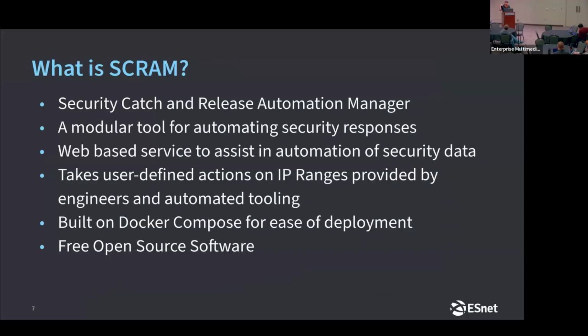So we worked on a tool called SCRAM. SCRAM, like I mentioned, stands for the Security Catch and Release Automation Manager. Effectively, it's a modular tool for automating security responses to some sort of security incident. Basically, in short, it's a web-based service that helps you automate your security data, which is nice and vague by design. But effectively, we can take a user-defined action on IP ranges provided by an engineer or automated tooling, and then do stuff with that.